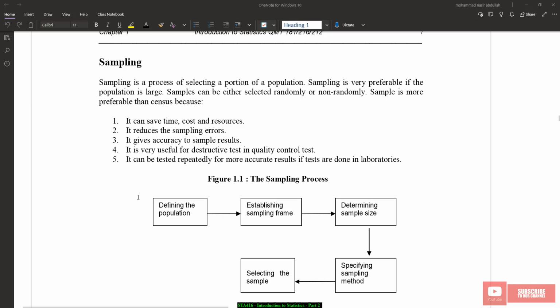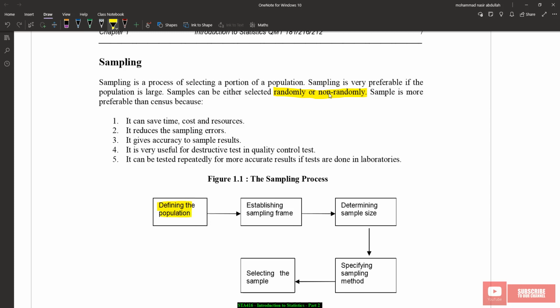The sampling process is a process of selecting a portion of a population. Sampling is very preferable if the population is very large. It can be done either randomly or non-randomly. We have two methods of sampling techniques. First is random sampling techniques, or probabilistic sampling techniques. Another one is non-probabilistic sampling techniques. So this is the sampling process.